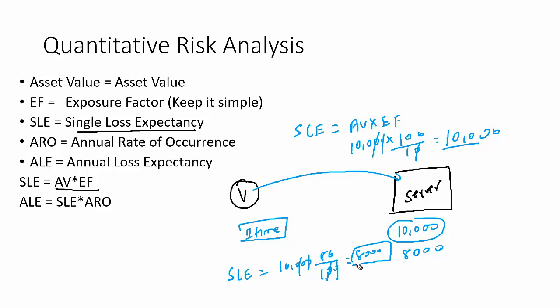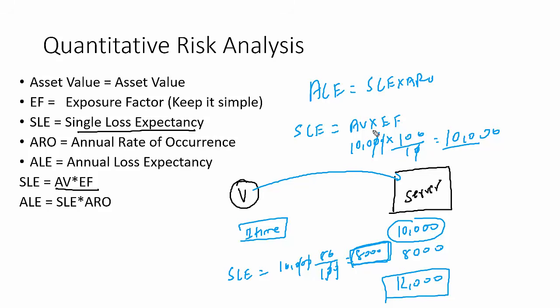Based on the single loss expectancy of $8,000, I'm not going to invest in the antivirus, because the antivirus costs $12,000. I'm not going to invest $12,000 to protect my $8,000 loss. That is why we never take a call based on SLE. We always take a call based on ALE. In the ALE, the formula is SLE into ARO.